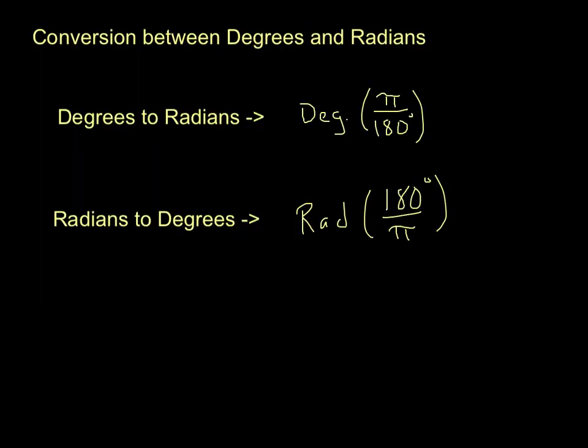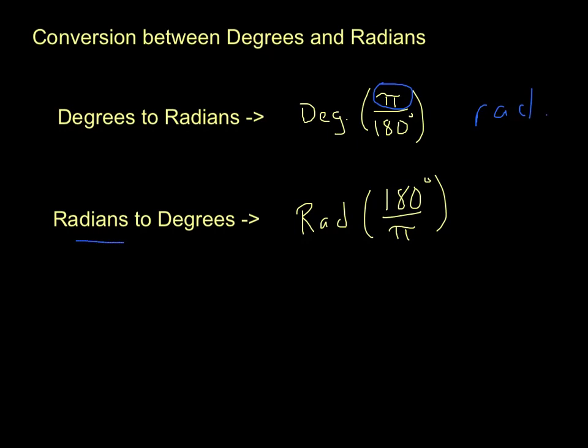Okay, so here's our conversions. If I want to convert from degrees to radians, I'm going to take the degree measure and multiply that by pi divided by 180 degrees. And when I do that, I'll end up with an answer in terms of this pi here. And oftentimes we want to leave pi in that answer, and that gives me an angle in radians.